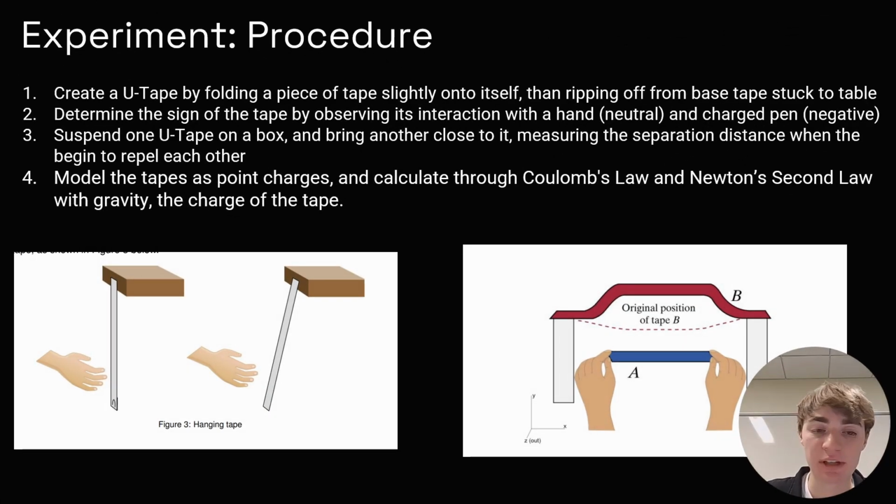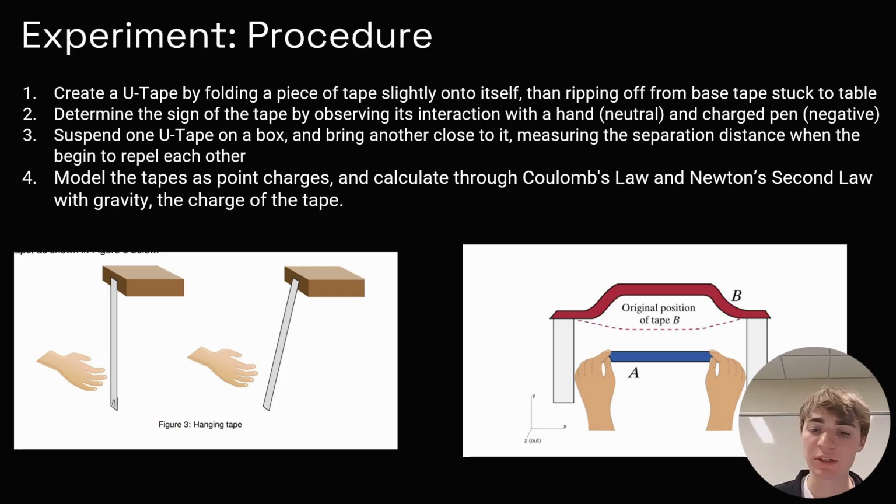Now, getting into the procedure, you can read it here, but essentially we made pieces of U-tape by folding a bit of the ends on themselves and then ripping them off against each other on a piece of table to give it a charge. Then we tested it with a neutral hand to demonstrate attraction, as well as the negative pin, also showing attraction, which we said gives it a positive charge. And then we suspend one of the U-tapes on a box and bring the other one close under it, as demonstrated here.